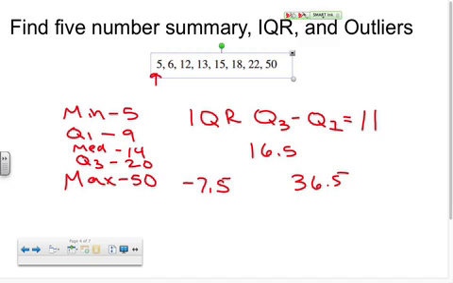So are there any numbers that are outside of this range? Obviously, there's no outliers on the bottom half, but if you notice, the 50 is above 36.5, so 50 would be considered an outlier. Now, most of you could look at that and see that, but this is actually hard data that proves that 50 is an outlier. So, moving on.